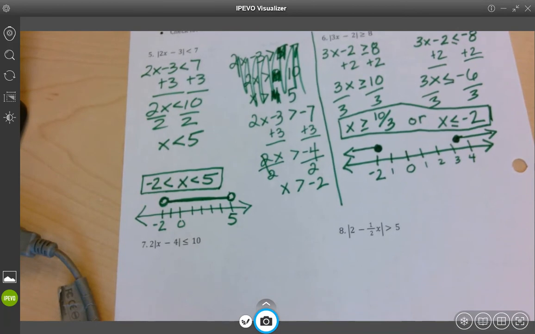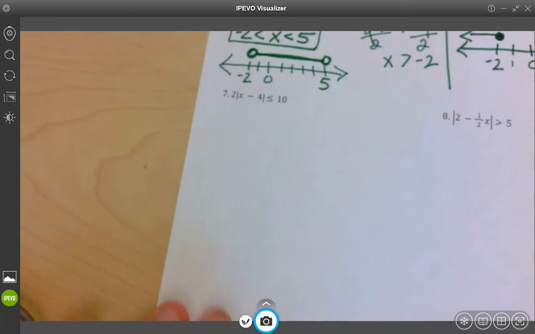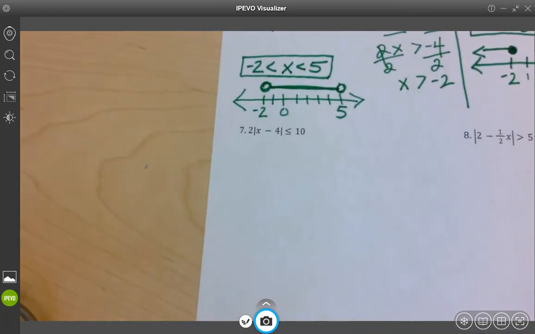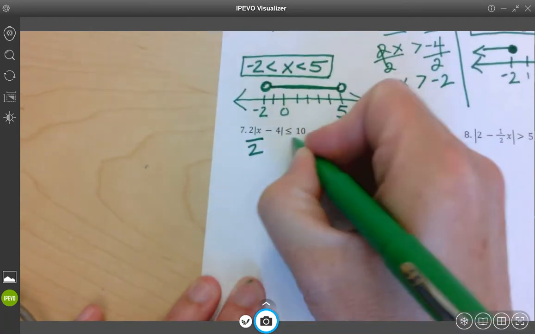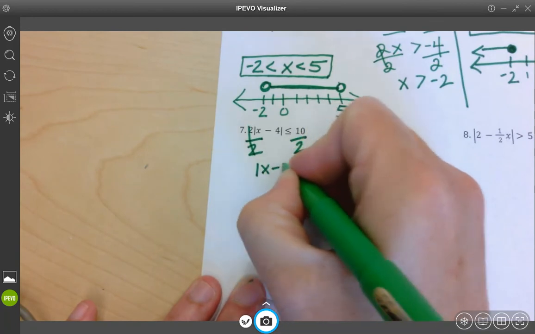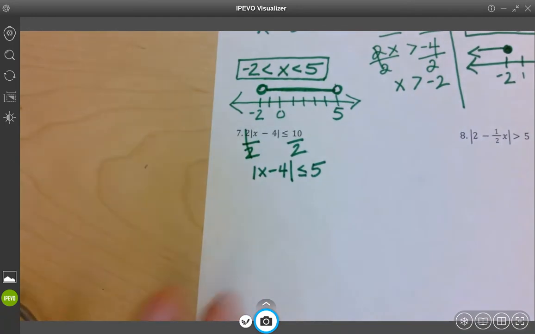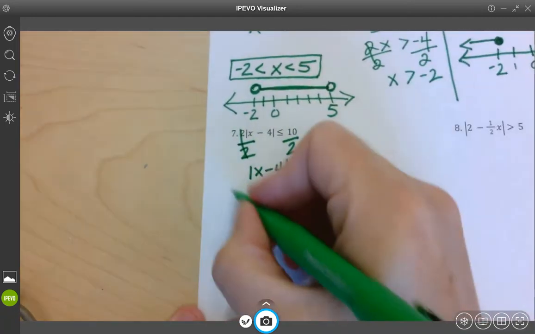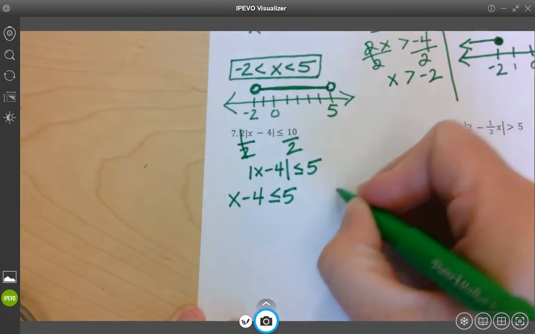When you try number 7, remember you have to isolate your absolute value first. Okay, so the first thing I had to do is get rid of that 2, and I saw some of you get rid of that by dividing, right? So it's 2 times the absolute value, so I get rid of it by dividing on both sides. And then I have absolute value of x minus 4 is less than or equal to 5. Once you have it isolated, that's when you can write your 2 different inequalities. First one, and then the second one.